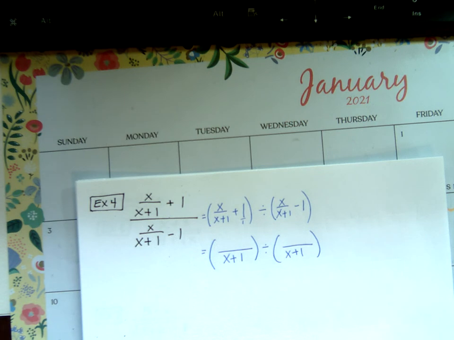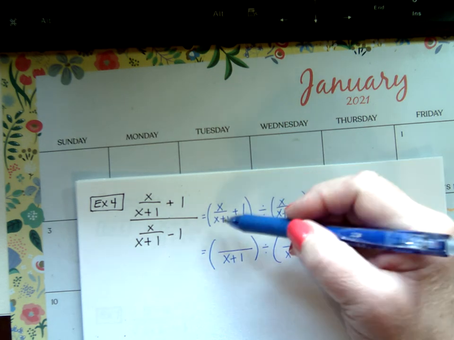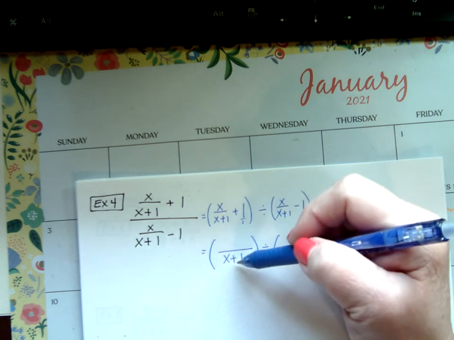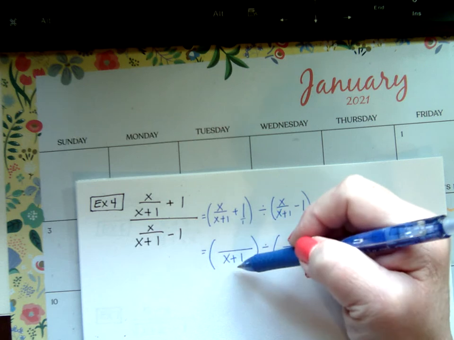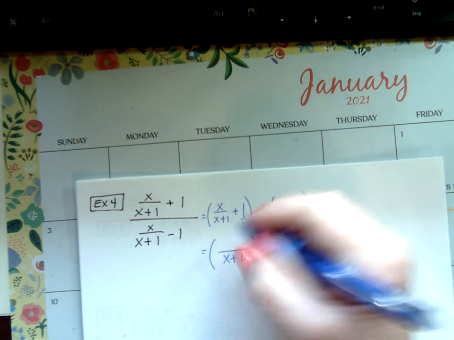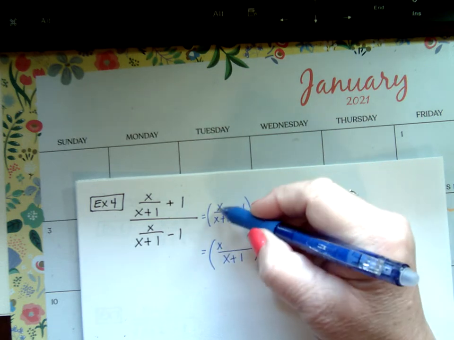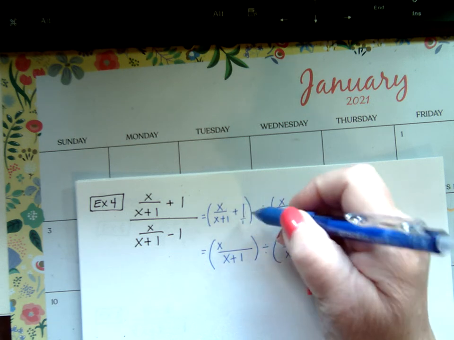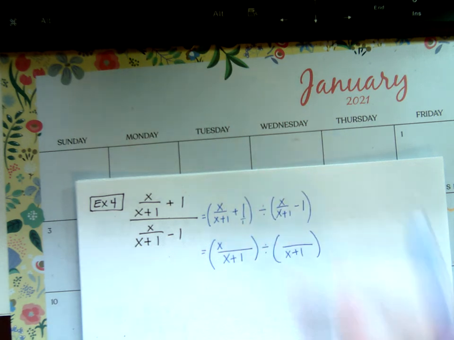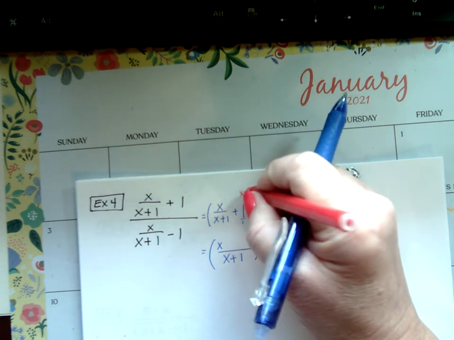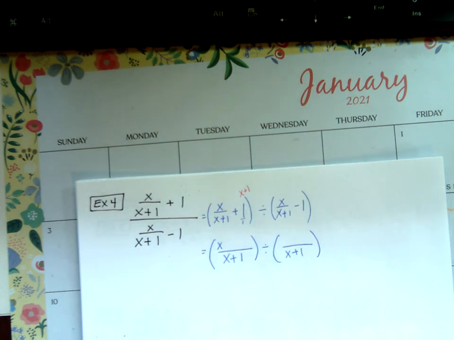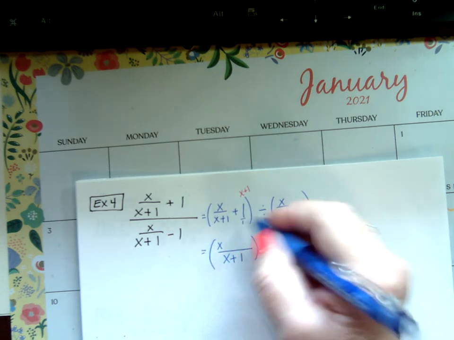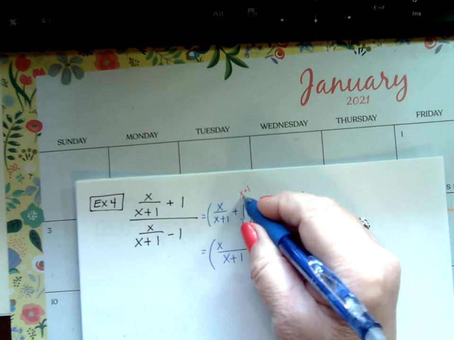So let's check it out. I'm matching x over x plus 1. It already has the x plus 1. I don't need to multiply it by anything, so the x stays an x. That's this guy here. But this second guy, he has a 1. He needs to become an x plus 1. He needs to be multiplied by x plus 1. Well, 1 times x plus 1 is x plus 1 with a positive in front. Positive x, positive 1.